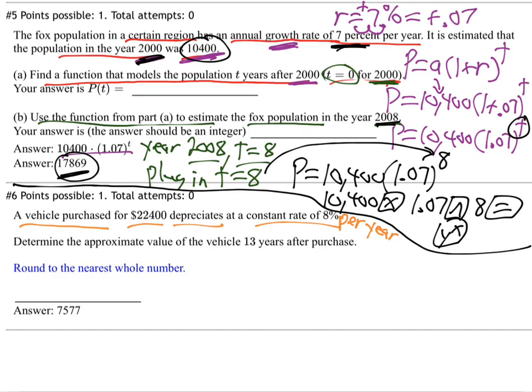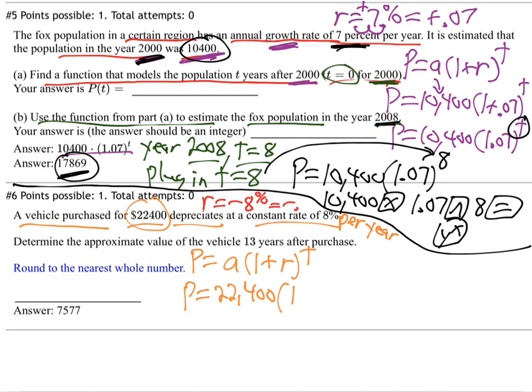8% per year. So we have the same formula, P equals the amount times 1 plus R to the T. And what is the A? What's the amount it started at? $22,400 times 1. Now it's depreciating. So the R, in this case, is negative 8%, which is negative 0.08. So minus 0.08 to the T.